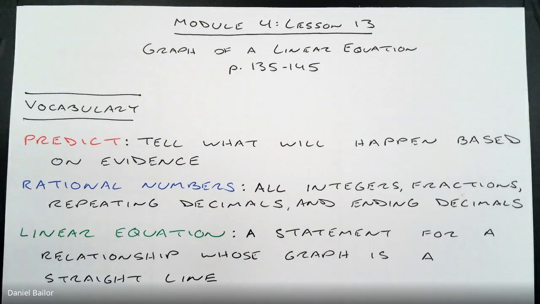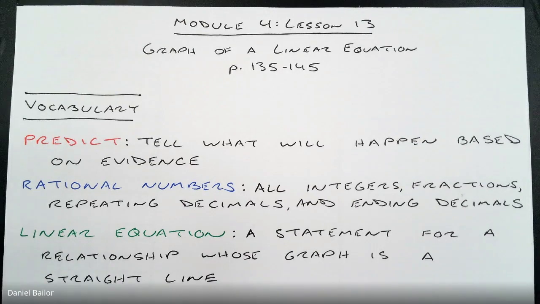Today, when we're talking about linear equations, we're going to talk about rational numbers. So whole numbers, fractions, decimals that repeat, because those are predictable, and decimals that end. We're talking about all rational numbers today.